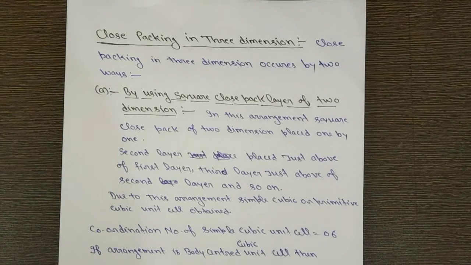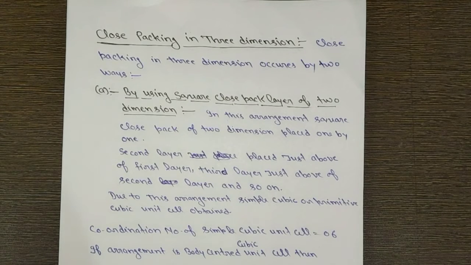Close packing in 3 dimensions: first, we use the square close pack layer of 2 dimensions. In this arrangement, the second layer of the square close packing of 2 dimensions is placed just above the first layer, and the third layer just above the second layer, and the fourth layer just above the third layer, and so on. Due to this arrangement, a simple cubic or primitive cubic unit cell is obtained.